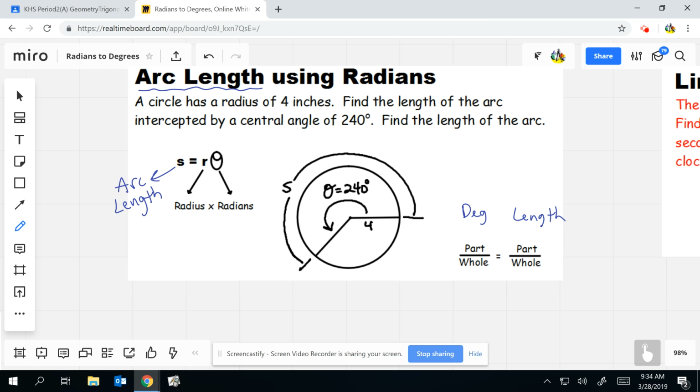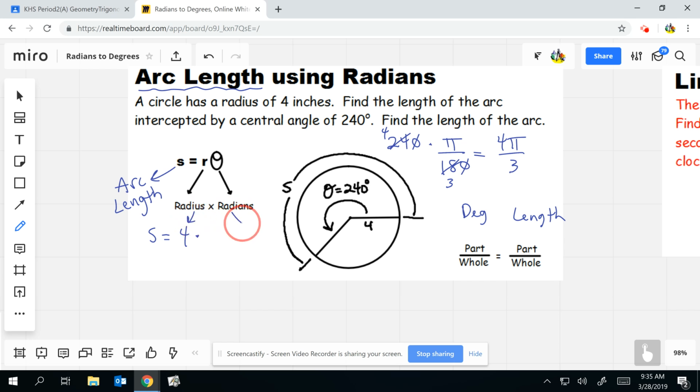So what I would want to do here is to get my arc length, I want to take my radius, which is 4, and multiply it by the radians. So I would have to take 240 and multiply it by pi over 180 to convert it to radians. To convert to radians, the pi has to be on top, the 180 on the bottom. You can divide by 10 to get rid of the zeros. 24 and 18, they both divide by 6, so it'd be a 4 and a 3. So your radians, 240 degrees, would be 4 pi over 3 radians. That's how many radius lengths 240 degrees would be.